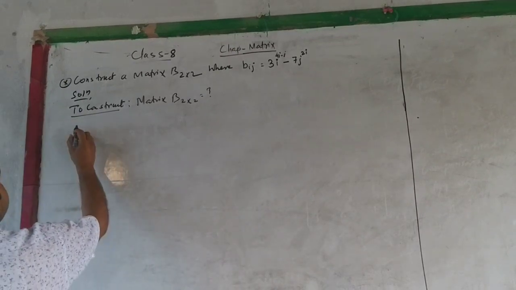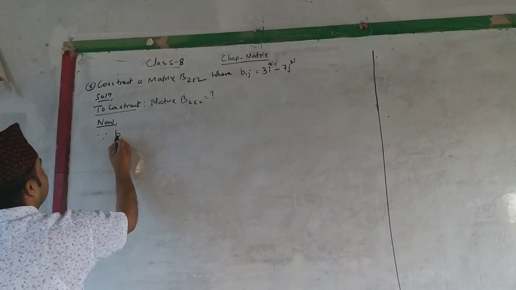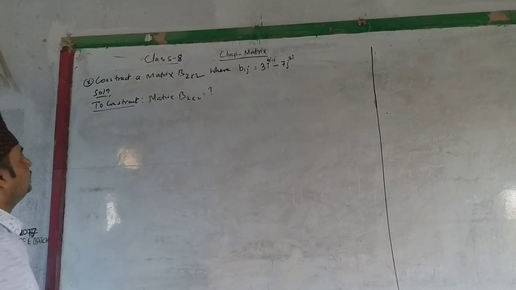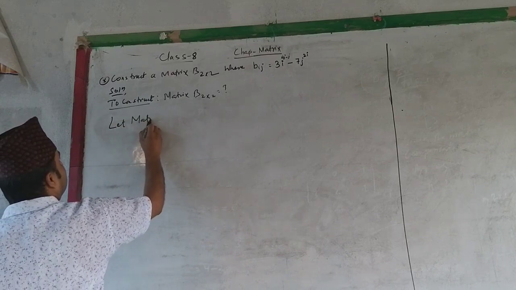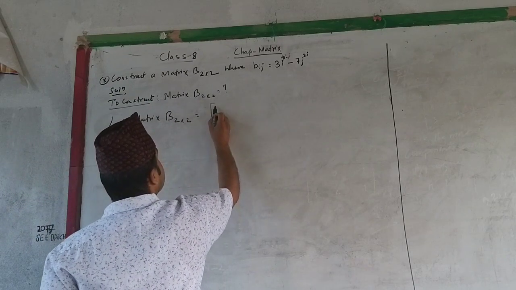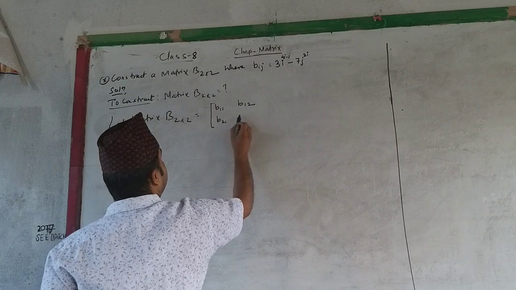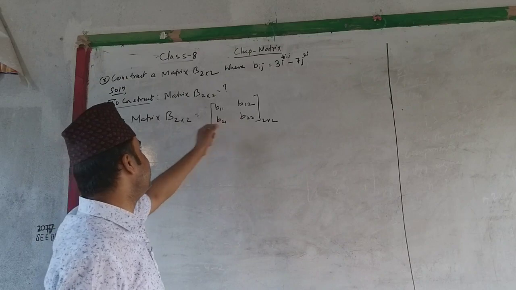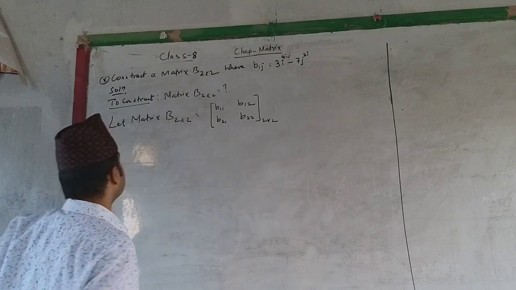Now see here. Since we know Bij, let us first say that matrix B of order 2 by 2 is equal to its elements B11, B12, B21 and B22. These are the positions of elements in matrix B, a square matrix of order 2.